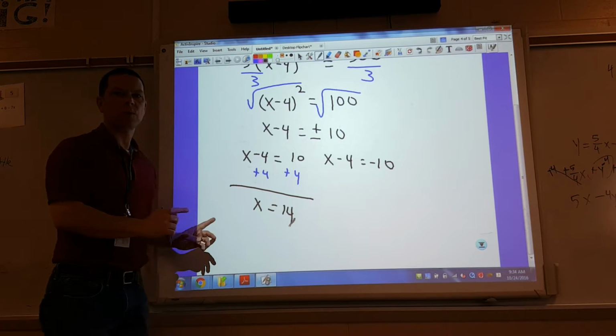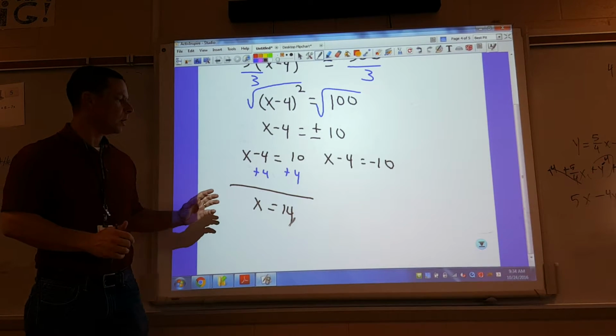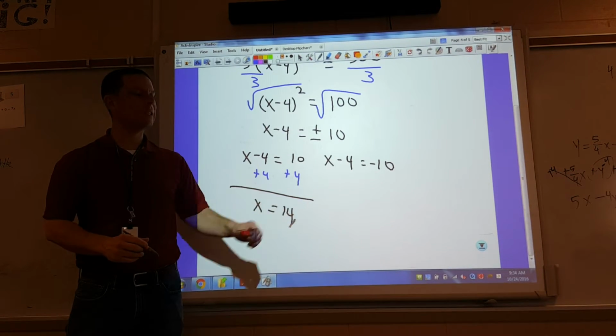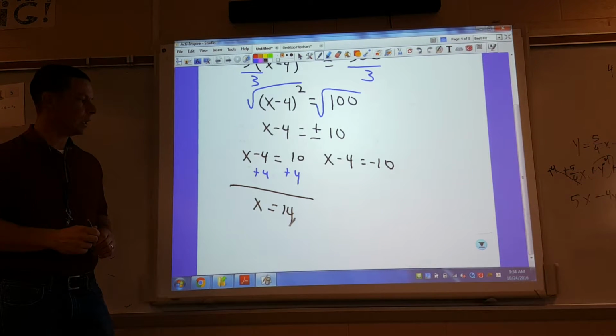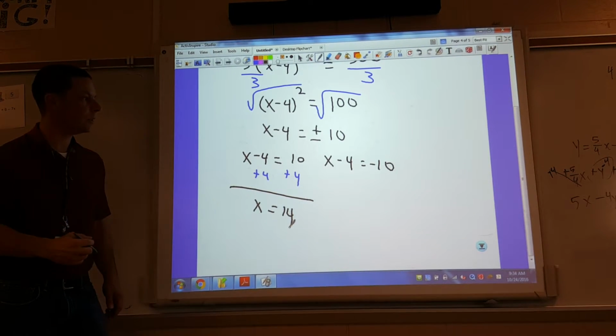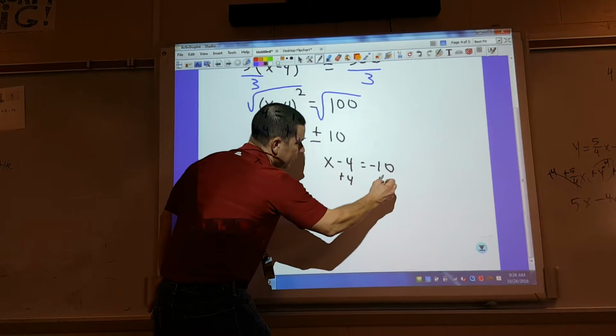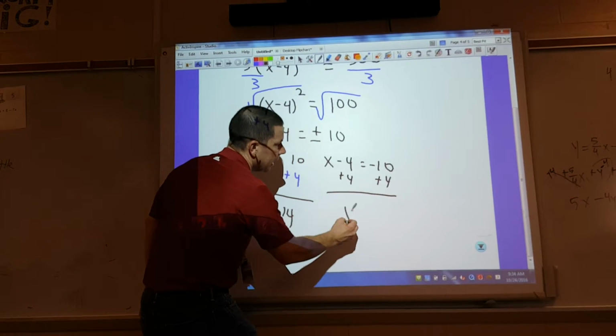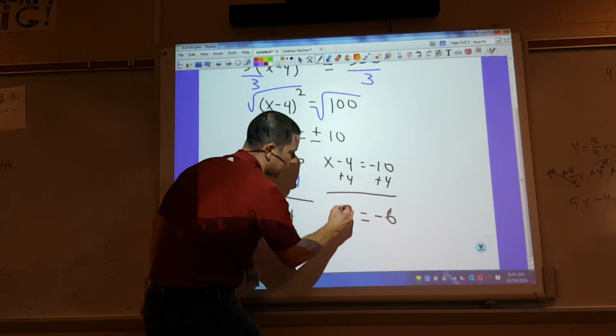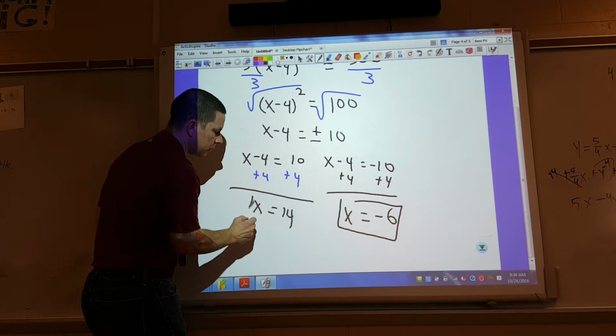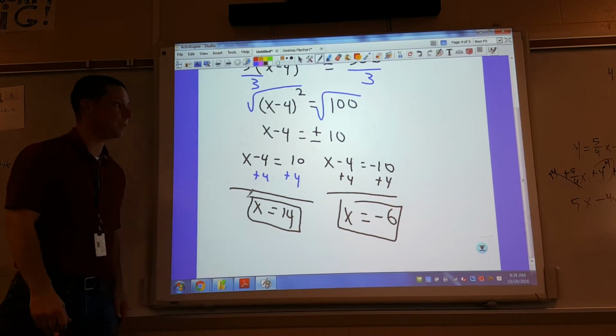So here's what I was referring to in the last problem. Some students quickly jump to the answer of x equals negative 14 for the other answer, but that's not the case. You need to solve that one out. Add 4, x equals negative 6. So our two answers are 14 and negative 6.